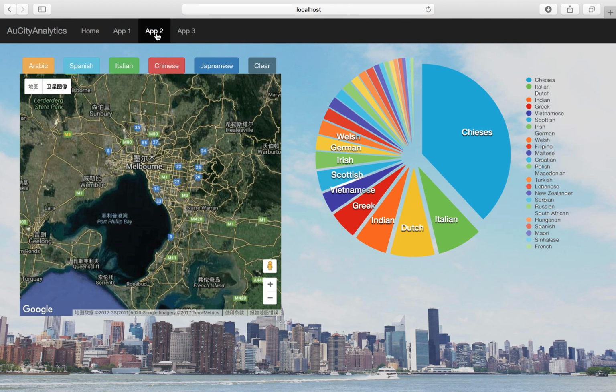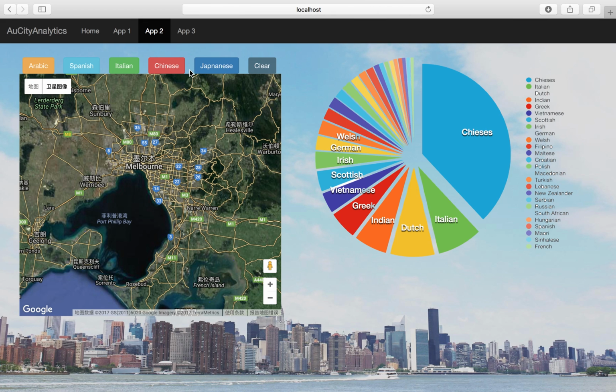Okay, so this is our second application. Our second application wants to show the language distribution around Melbourne. As we all know, Melbourne has a lot of migrants with different backgrounds. So this figure shows the percentage of people from different cultural backgrounds in Australia, and this data is retrieved from the AURIN data site.